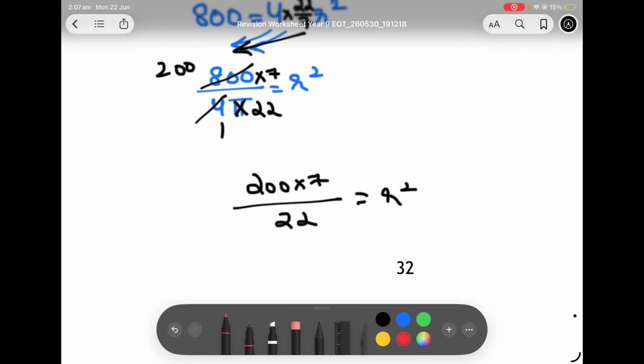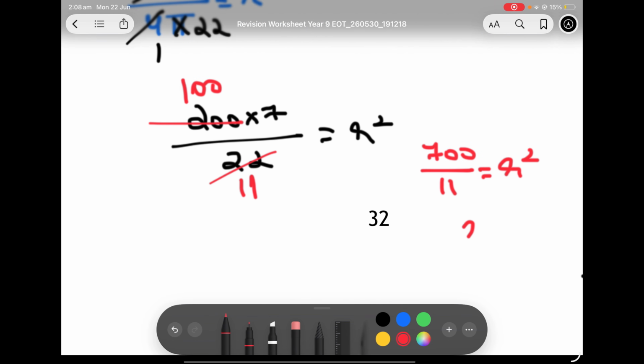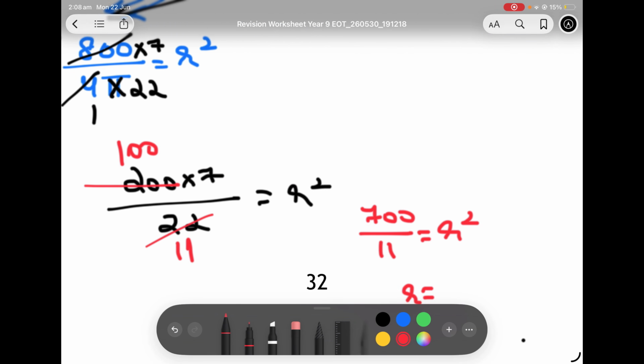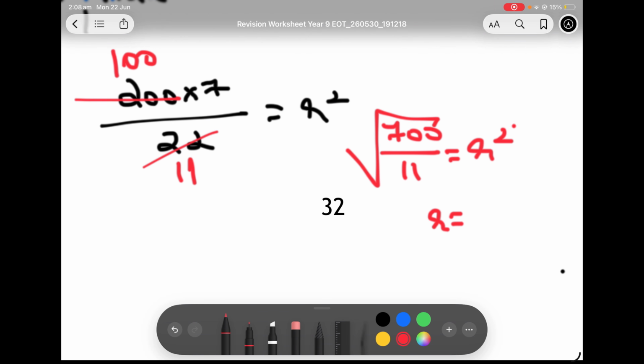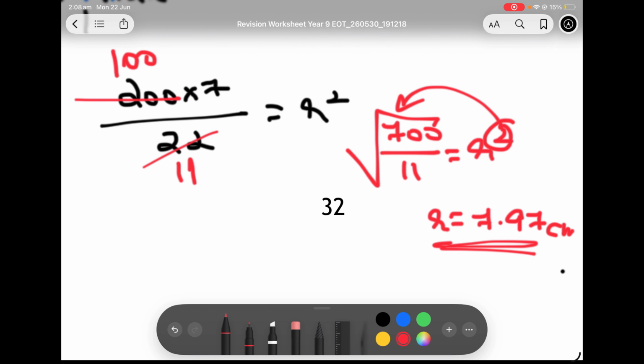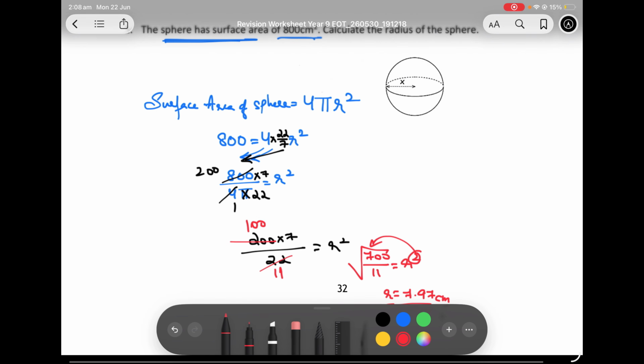Okay, then further ahead, if I cut it down, 11 times and 100 times, so it becomes 700 over 11 is equal to r square. Then r is equal to the root of it. When you remove the square root from here to here, it becomes the root of 700 over 11. So 700 divided by 11, it's going to be 7.97 is the answer for this. It is going to be centimeters.